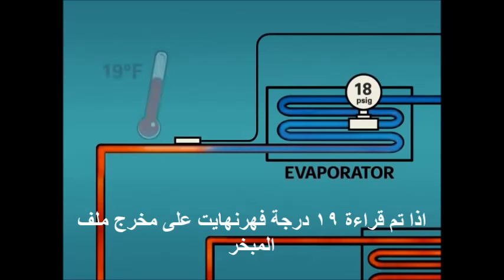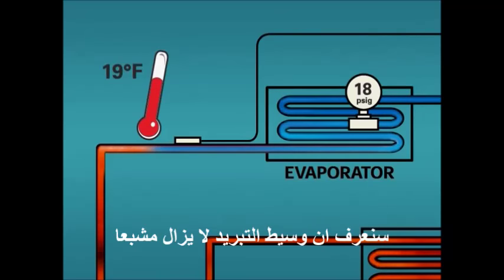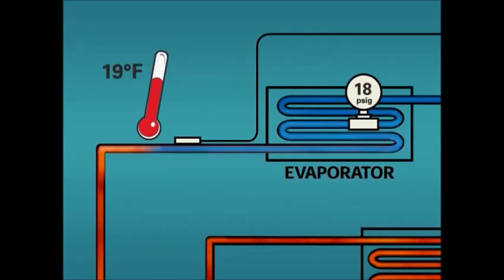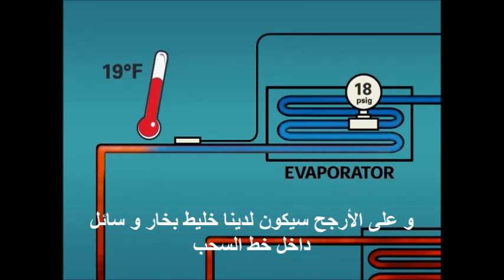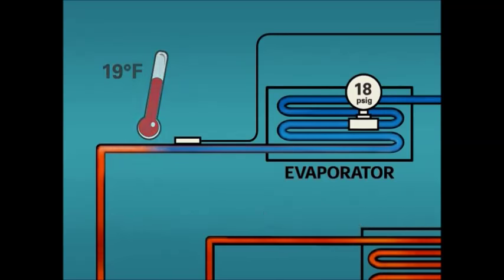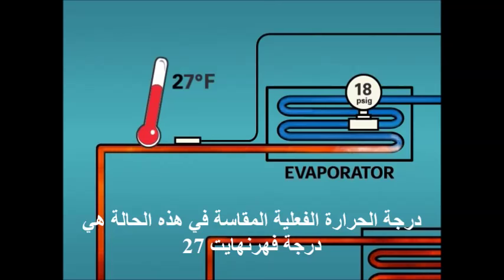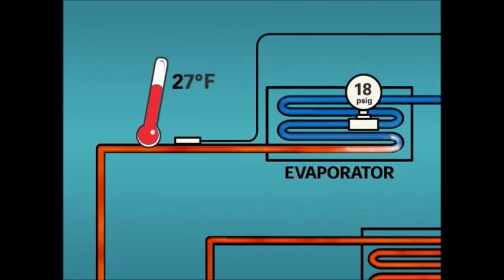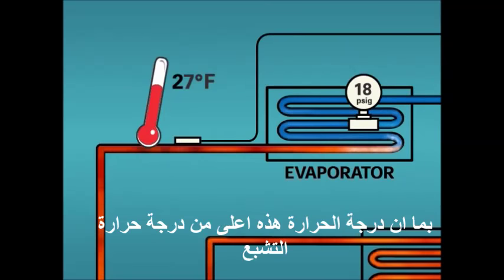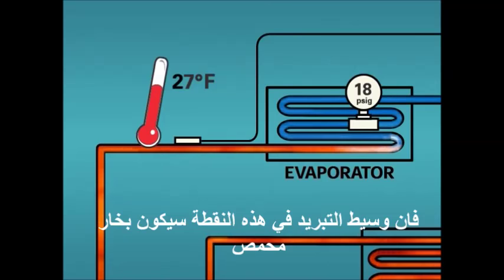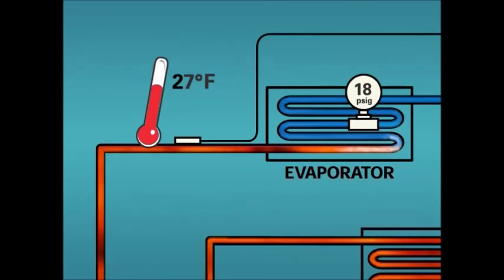If 19 degrees Fahrenheit is measured at the evaporator coil outlet, we know the refrigerant is still saturated, and we likely have a liquid and vapor refrigerant mixture entering the suction line. However, our actual measured temperature in this case is 27 degrees Fahrenheit. Because this temperature is higher than our saturated temperature, we know the refrigerant at this point is superheated vapor.